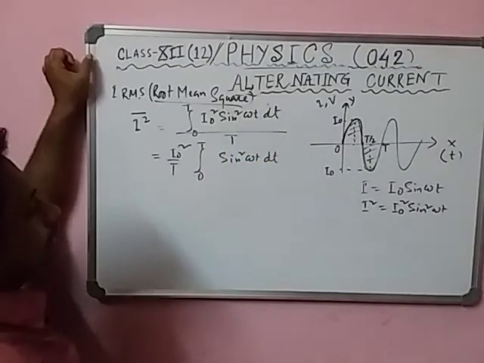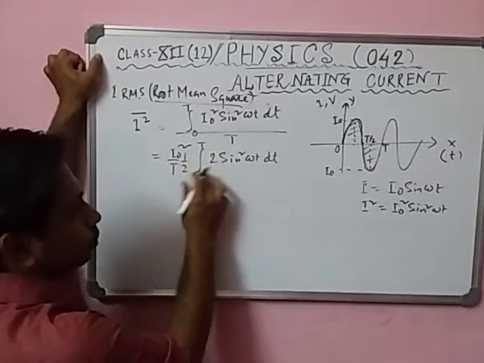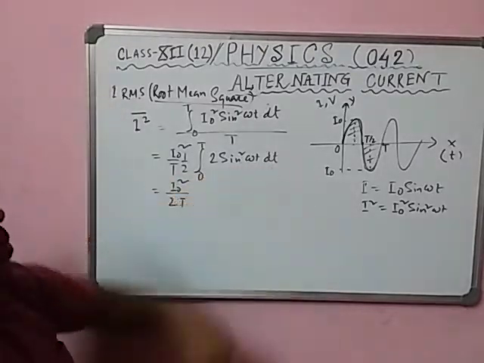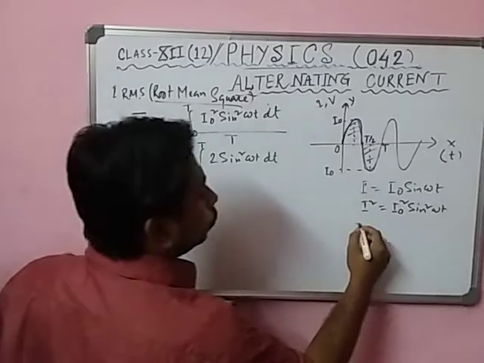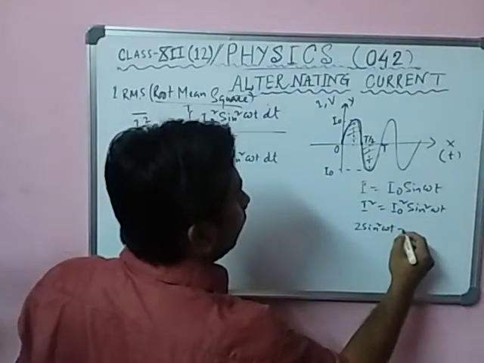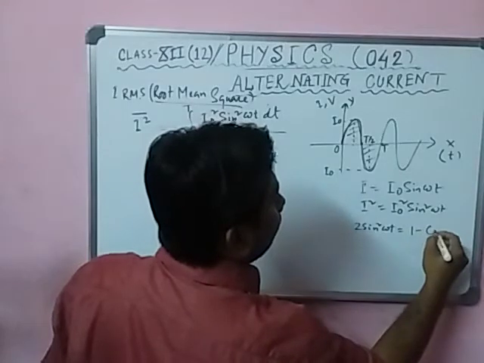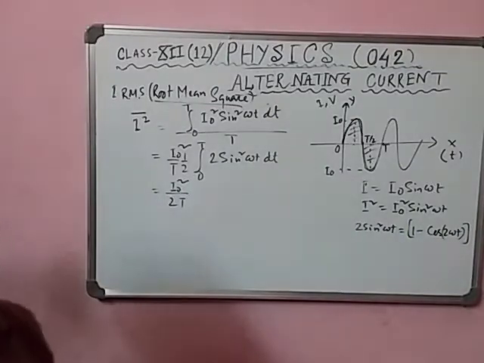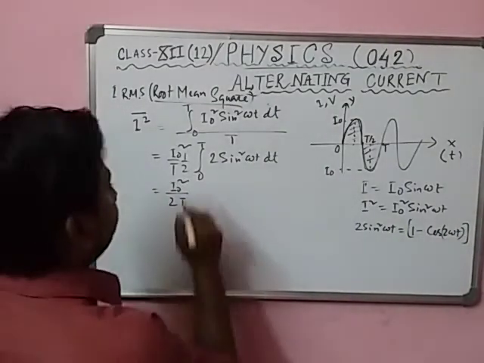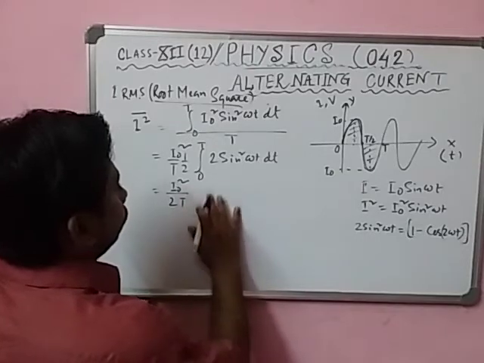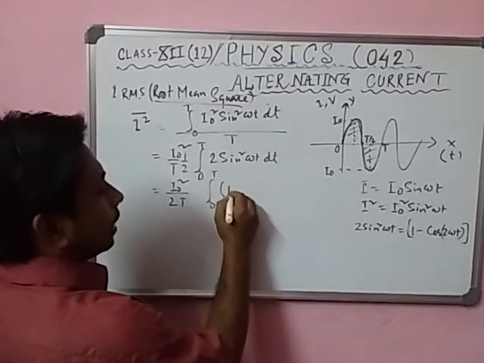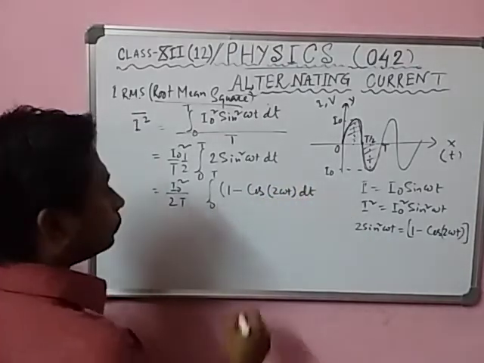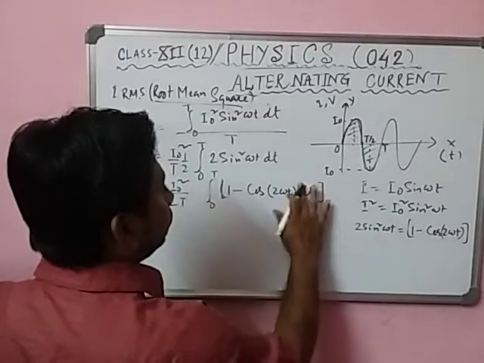Now you know, if we multiply it by 2 into 2, what we get is I0 square by 2T, and 2 sin square omega t we can write. You know the formula, 2 sin square omega t equals 1 minus cos 2 omega t. Am I right, students? Multiple angle formula, 1 minus cos 2 omega t. Put here the integration from 0 to T of 1 minus cos 2 omega t into dt.